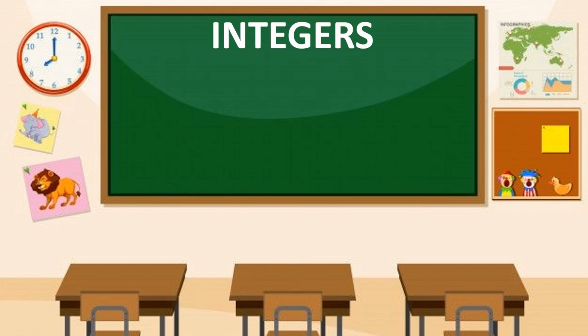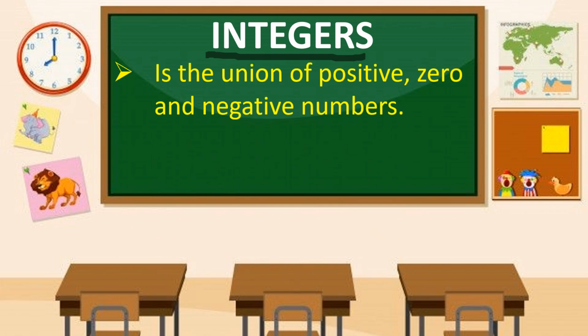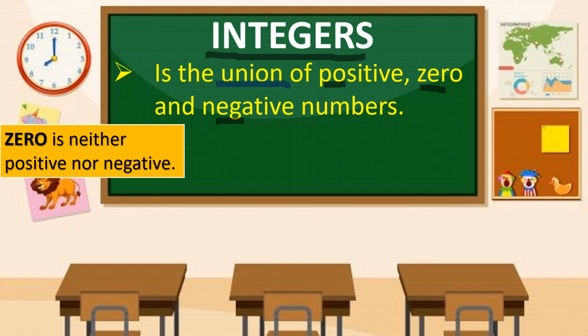Now, let us have the term integers. Pag naman po sinabi nating integers, that simply refers to the union of positive, 0, and negative numbers. Again, pag sinabi nating union, this is just a recall: that is simply the combination of all the elements. Ibig sabihin, yung integers po, ito yung pinagsama-samang positive, 0, at negative numbers. Take note that 0 is neither positive nor negative.